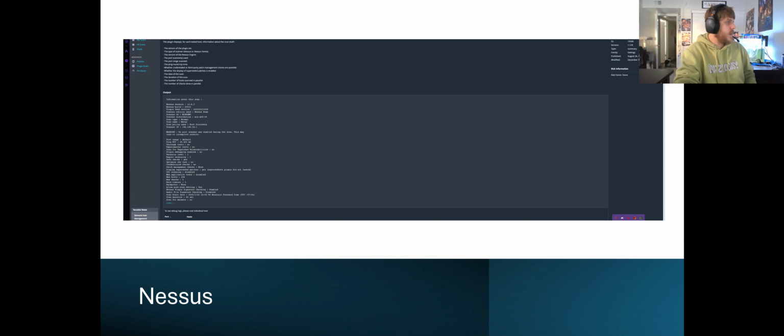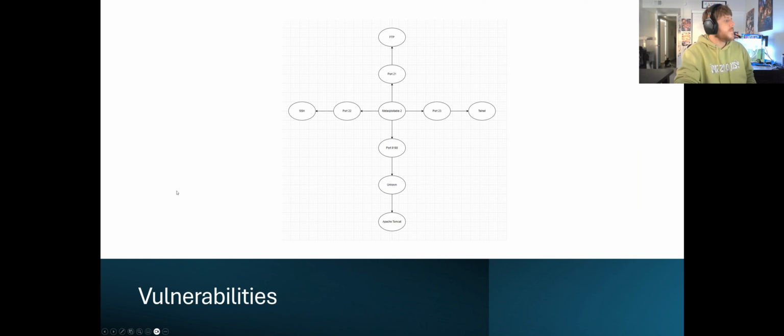And then we have our Nessus scan. Our Nessus scan kind of gave us a lot that we were already seeing. We saw that paranoia level is 1. And yeah, we have our max hosts and all that. There we go. So I kind of mapped out some of our vulnerabilities that we would be looking at.